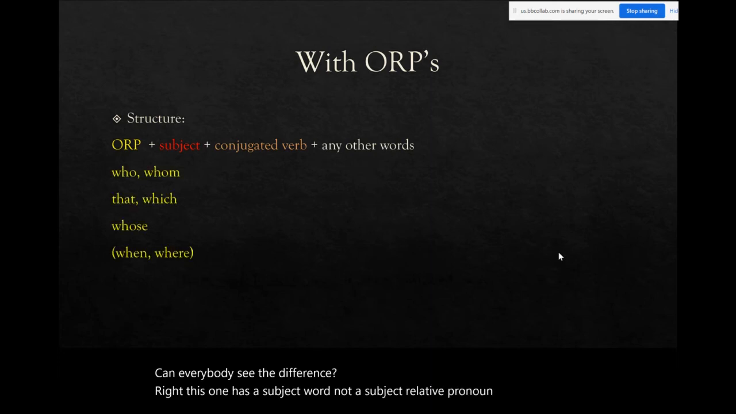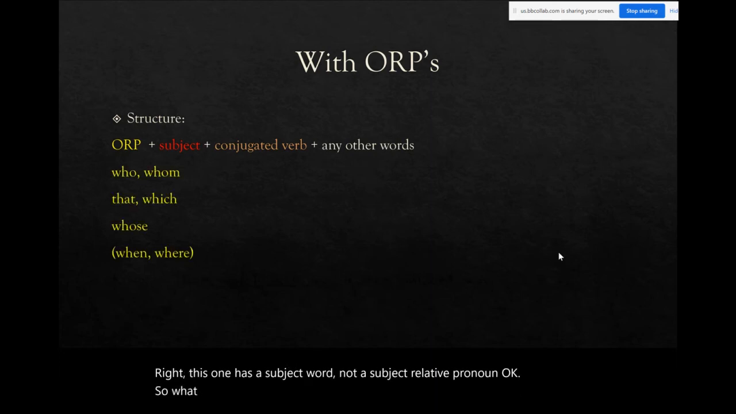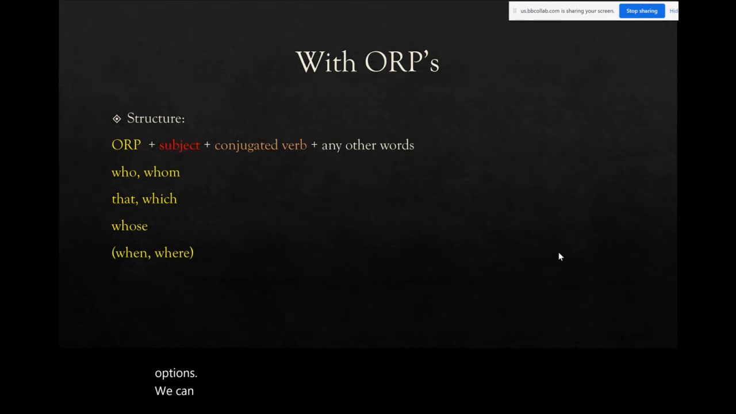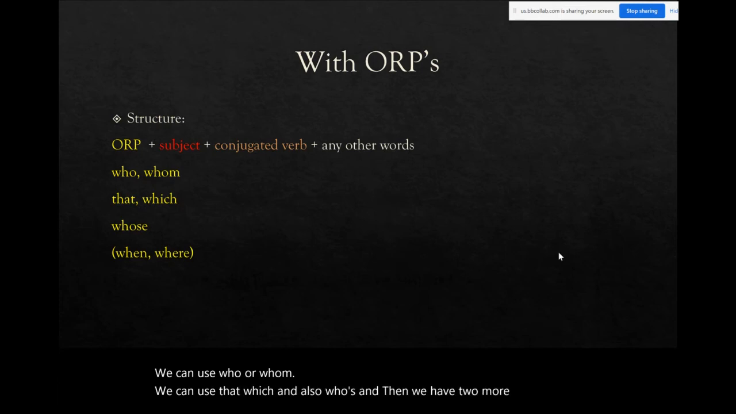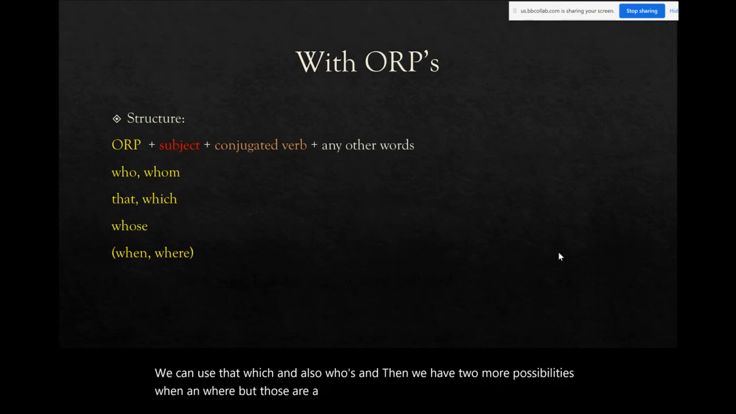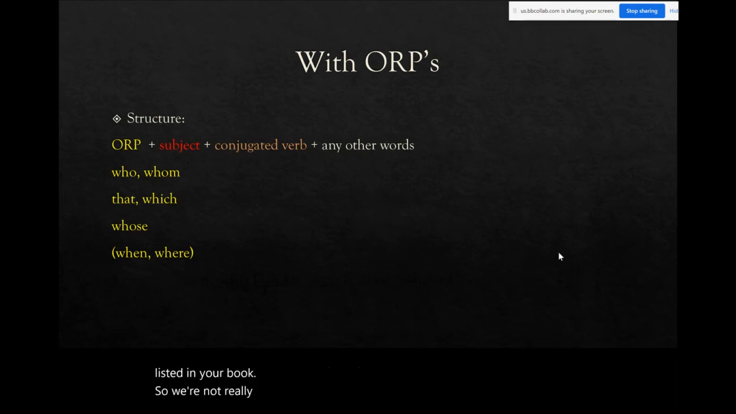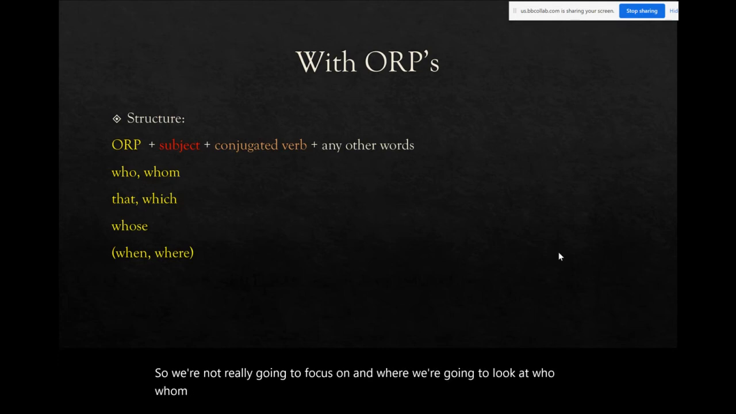Okay? So what are the object relative pronouns? This time we have more options. We can use who or whom, that and which, and also whose. And then we have two more possibilities, when and where. But those are a little bit rare. They don't even have them listed in your book. So we're not really going to focus on when and where. We're going to look at who, whom, that, which, and whose.